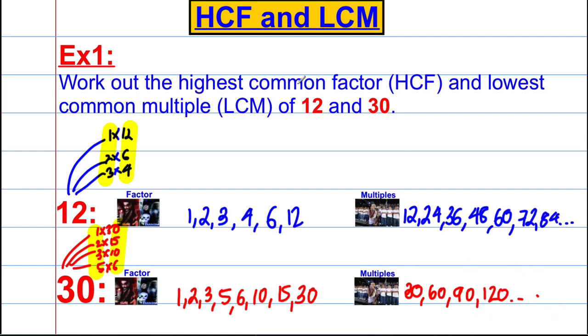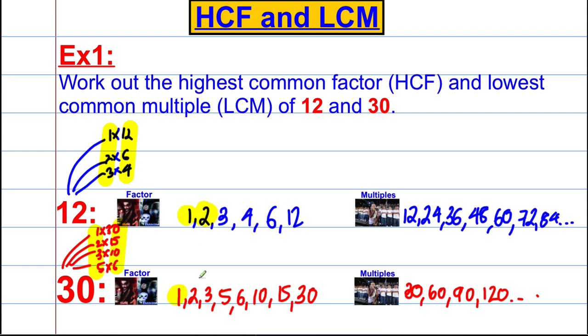And they go on. So all we have to do here is find the highest factor that they have in common. Which factor is in both of these lists? Sorry, here are the two factors. Which factor's in both? They both have a 1.